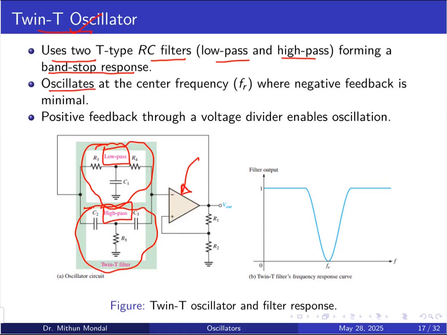This oscillator oscillates at the center frequency. So we have the center frequency where the negative feedback is minimal, and the positive feedback we are giving through a voltage divider to enable the oscillation. So the positive feedback is given through the voltage divider in the twin T oscillator, and the filter response, if you can see, we are getting at the resonance frequency, the center part.